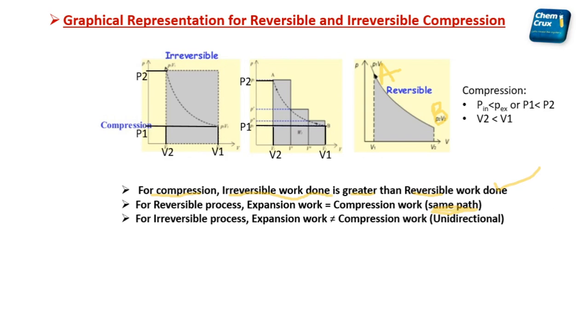Now coming to irreversible process. In an irreversible process, expansion work is not equal to compression work. So as you can see in irreversible compression, this is the work done, while in reversible compression only this part was the work done, if you remember, right? This is because we know irreversible processes are unidirectional. The path cannot be reversed. So this statement is also correct, right?